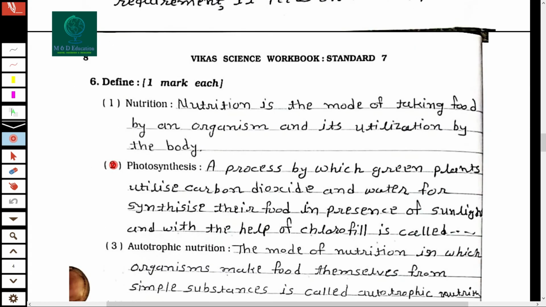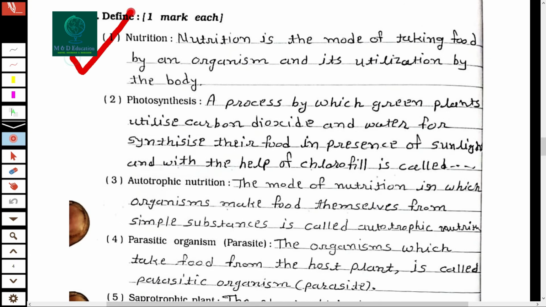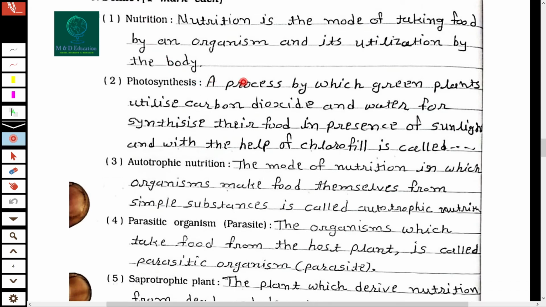Now the sixth one is definition. Nutrition is the mode of taking food by an organism and its utilization by the body. Now the second one is, what is photosynthesis? So see, a process by which green plants utilize carbon dioxide and water to synthesize their food in the presence of sunlight and with the help of chlorophyll is called photosynthesis.